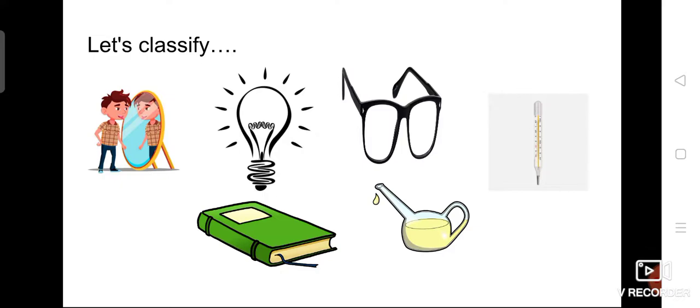We know the bulb is made of glass, isn't it? Look at the bulb. The glass on the bulb is transparent. That is, it allows the light through, so you are able to see the filament inside. That is the filament.